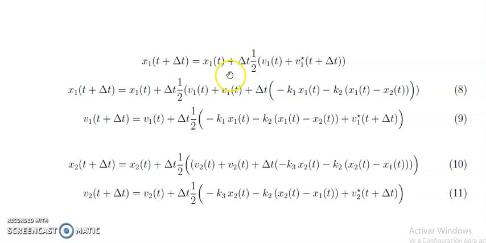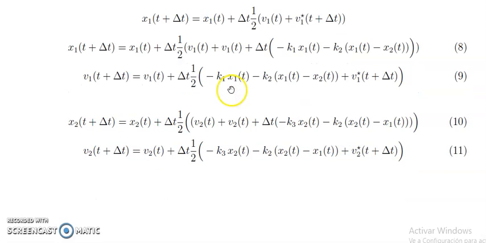So, again, if we know the velocity and the position of each mass at time t, we can, using this nice recipe, find the position and the velocity of the masses at time equal t plus delta t. This is the improvement of Heun's method.